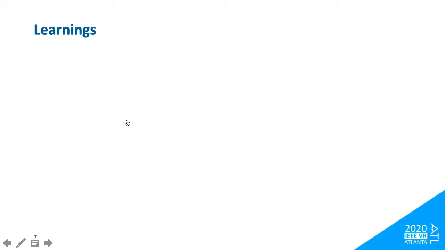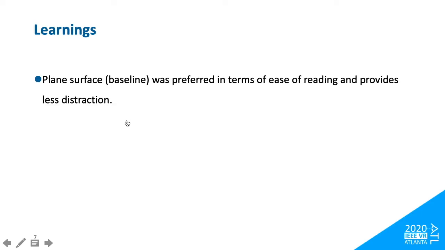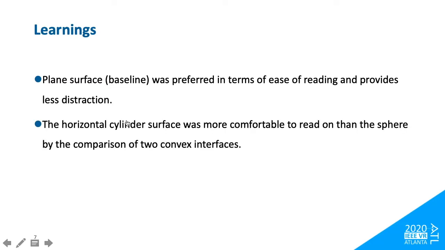From our study 1, as we focused on those general shapes as I mentioned before, we found that reading on our baseline provides less distraction and performs better in ease of reading. And reading on the horizontal cylinder shows better performance than the sphere for the comfort level. In other words, we could draw the point that the reading experience on a surface which warps on one axis is better than on two axes.